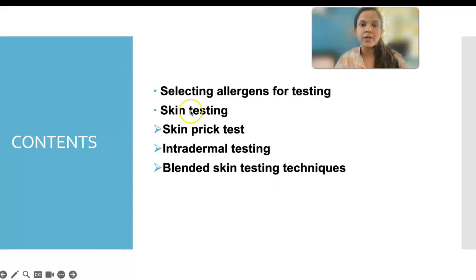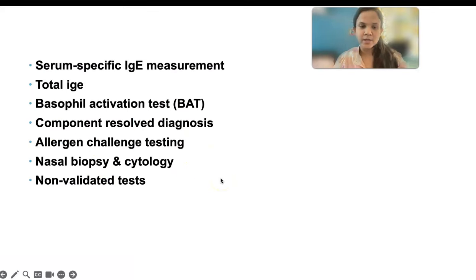In this presentation I'll be talking about selecting allergens for testing. Then I'm going to talk about skin testing. In skin testing we have skin prick test, intradermal testing, and blended skin testing techniques. Then I'm going to talk about serum specific IgE measurement, then total IgE. Then I'll talk about basophil activation test, then component resolved diagnosis, that is CRD, then allergen challenge testing, then nasal biopsy and cytology, and there are some non-validated tests for allergy.